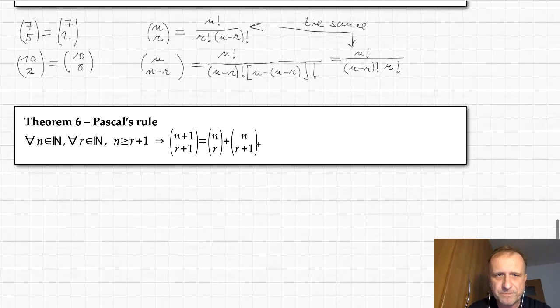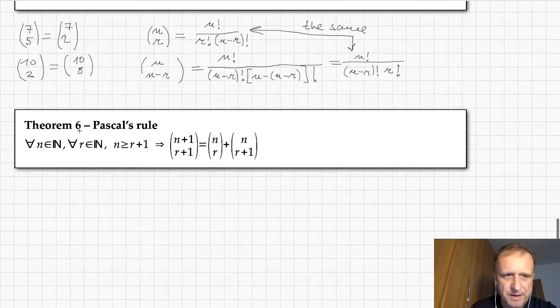Finally, the last theorem, sixth theorem, Pascal's rule: for all natural numbers n and for all natural numbers r such that n is greater than or equal to r plus 1, it implies that this should be true.